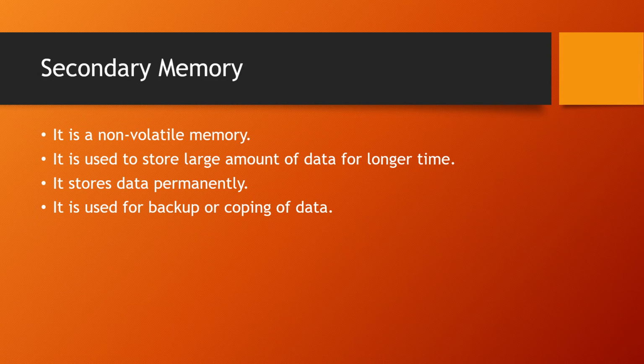Next is secondary memory. Secondary memory is also a non-volatile memory. It is used to store a large amount of data for a longer time. The difference between secondary memory and ROM is that ROM can't be used by the user. The user can't use ROM for storing data from the user side. But secondary memory can be used as a storage device by a user. It stores data permanently and it is used for backup or copy of data.